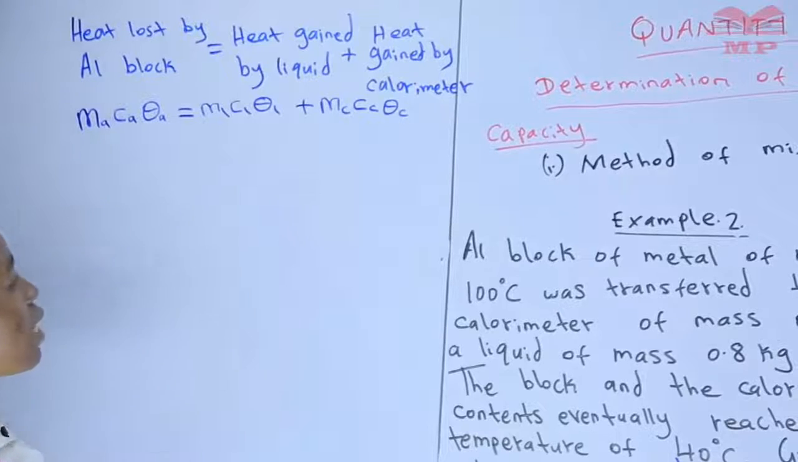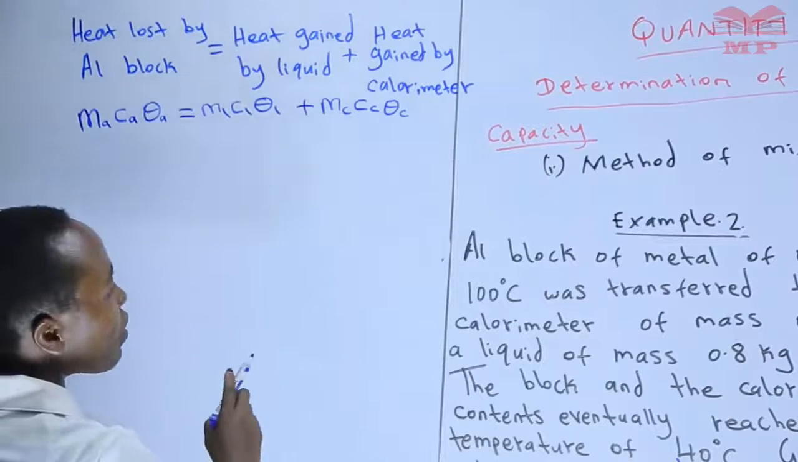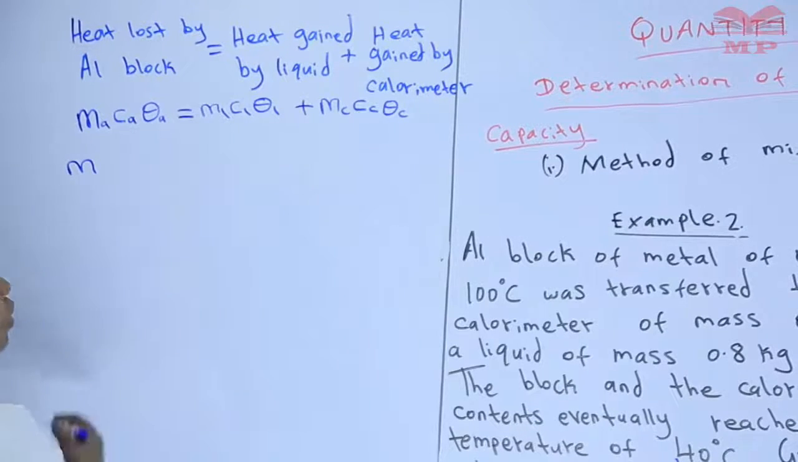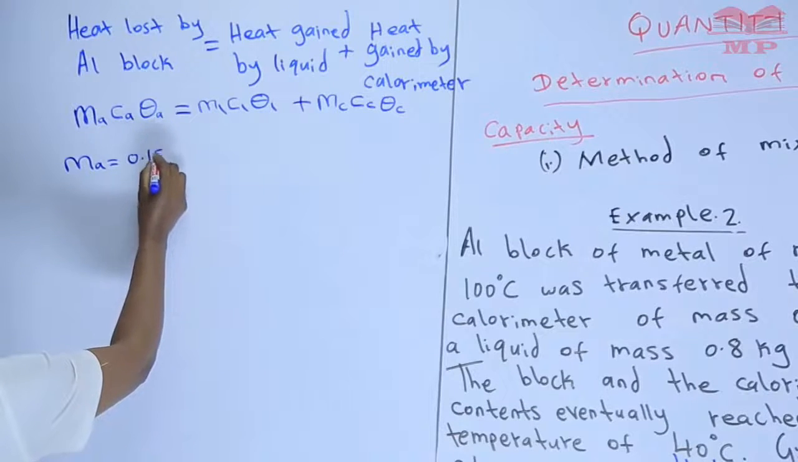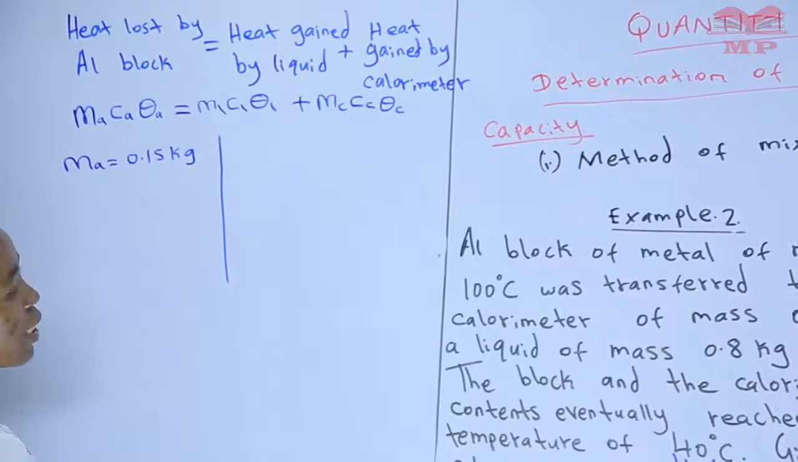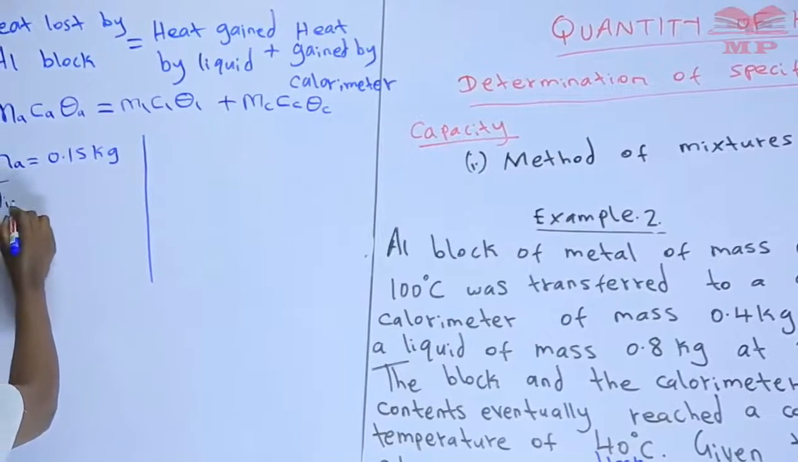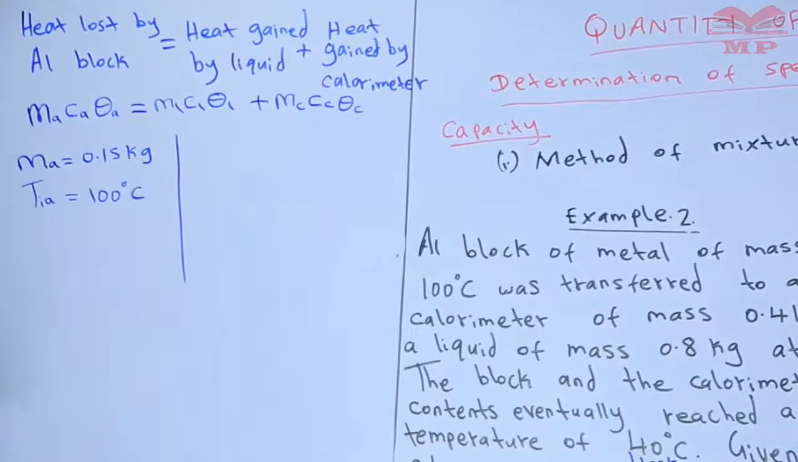So after that, we now need to analyze the question. What have we been given? We are given the mass of the metal block, which is aluminium. So mass of aluminium is 0.15 kilograms. We've also been told that it is at 100 degrees Celsius. The initial temperature for aluminium is 100 degrees Celsius.